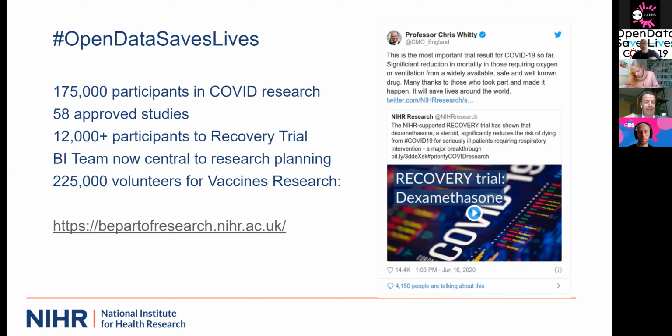The BI team has now become central to research planning. People use our dashboards to decide where to open research, because we can say, this is where people are testing positive. This is where they're being admitted. This is where there are study sites open. Don't open one there because there's a conflicting one. And we're now actively part of the planning for COVID vaccines research.